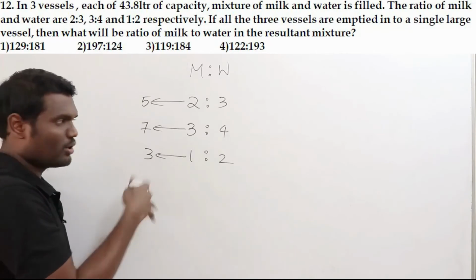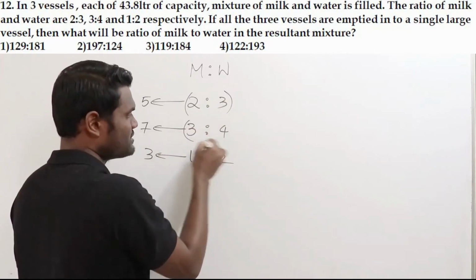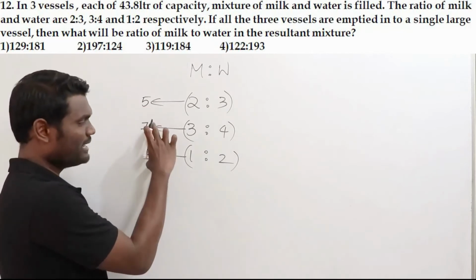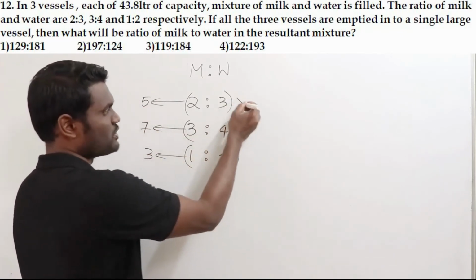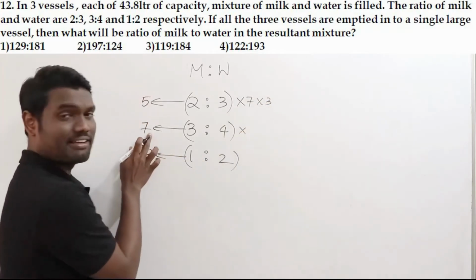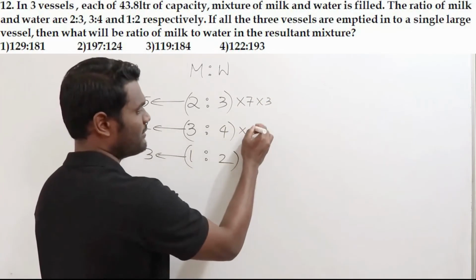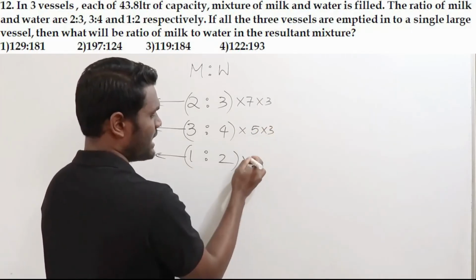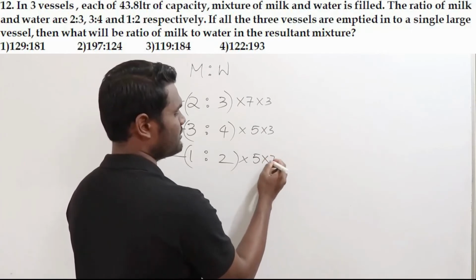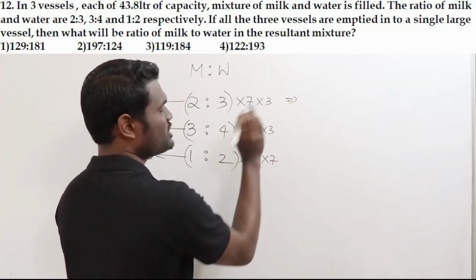Either you can take the LCM or you can follow what we have said in the previous examples. Now if it is 5, what you do is multiply with the other two, that is 7 and 3. So 5 into 7 into 3. And this is 7, multiply with 5 and 3. This is 5 into 3. And this is 3, multiply with 5 and 7. This will be 5 into 7. So if you calculate this one, 7 threes are 21.